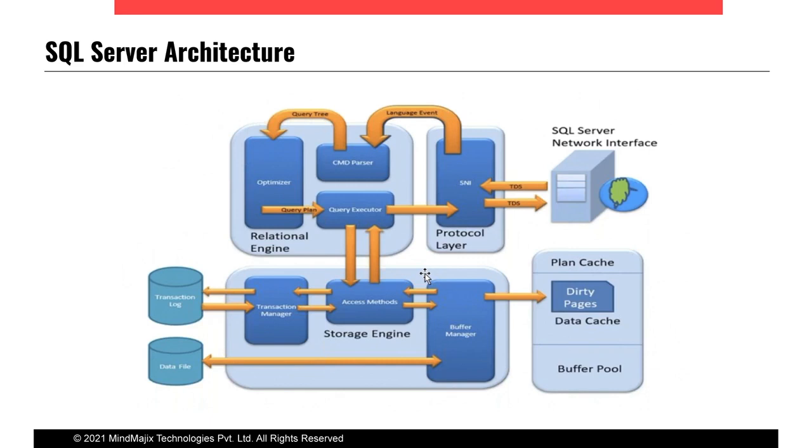Internally, when you execute a SQL Server query, it goes through TDS to the protocol layer. From the protocol layer, it creates a language event and goes to the command parser. From the command parser, it makes a query tree and goes to the optimizer. The optimizer first finds the best execution plan and provides the query plan. That is what the query executor gets. Then the query executor provides the result to the protocol layer, and through TDS it is encrypted and sent to the client. That is what the relational engine is doing.